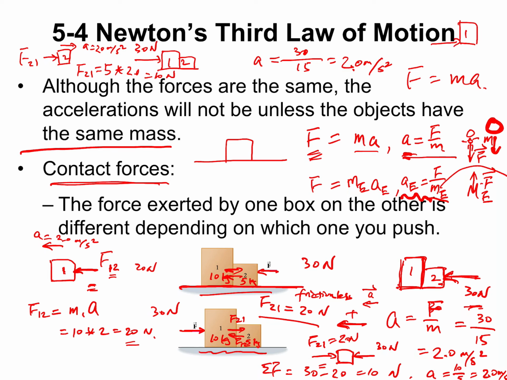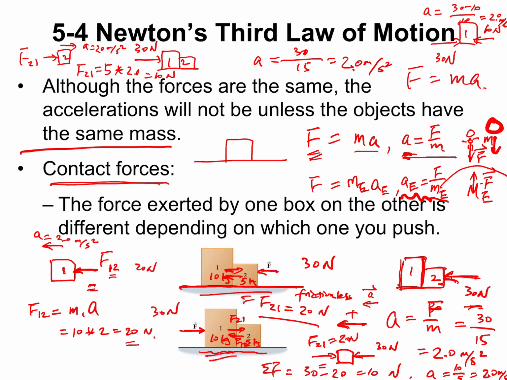You have this 30 Newton in this direction, and you have a contact force from 2 on 1, 10 Newton. Okay, so you can tell the acceleration on 1 is the net force, 30 minus 10, opposite direction, right, divided by 10, equal to 2.0 meters per second squared. Okay, so for this scenario, the contact force between them is 10 Newton.